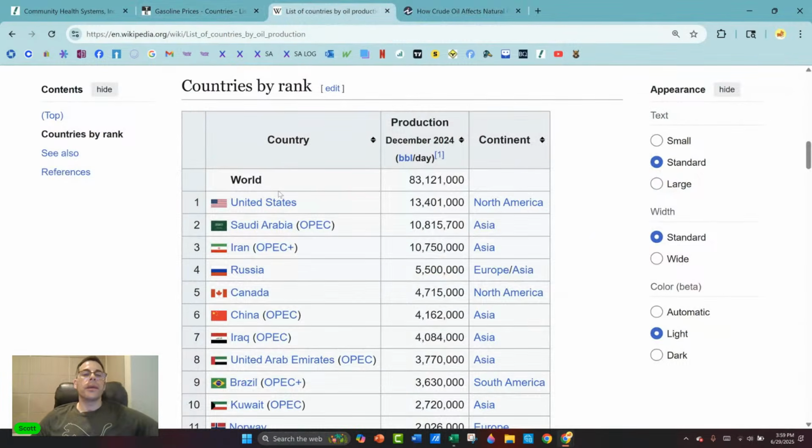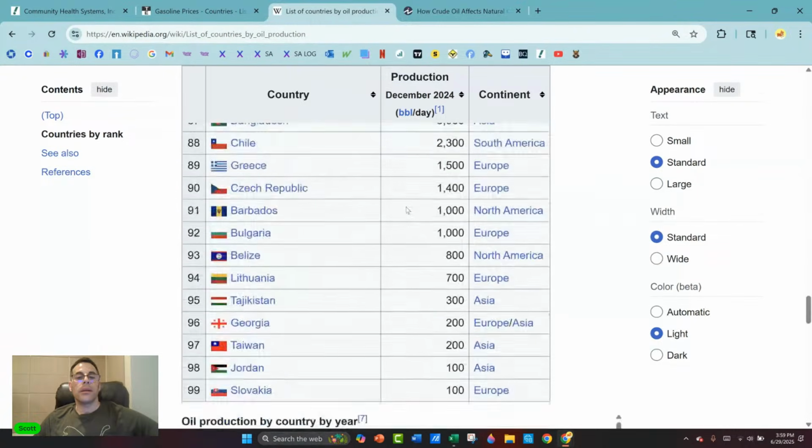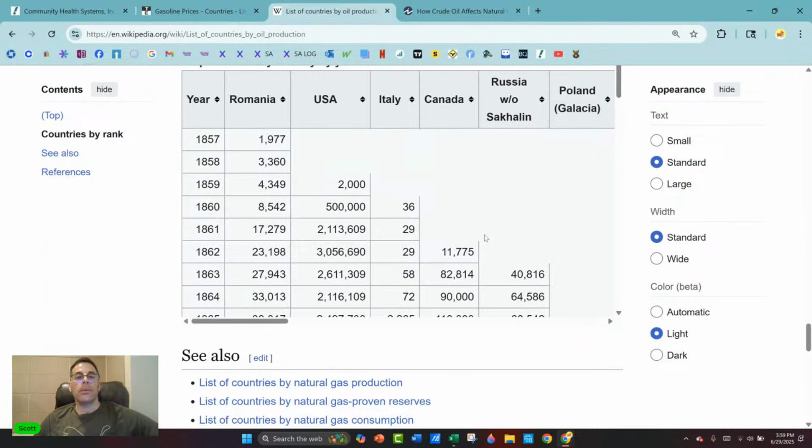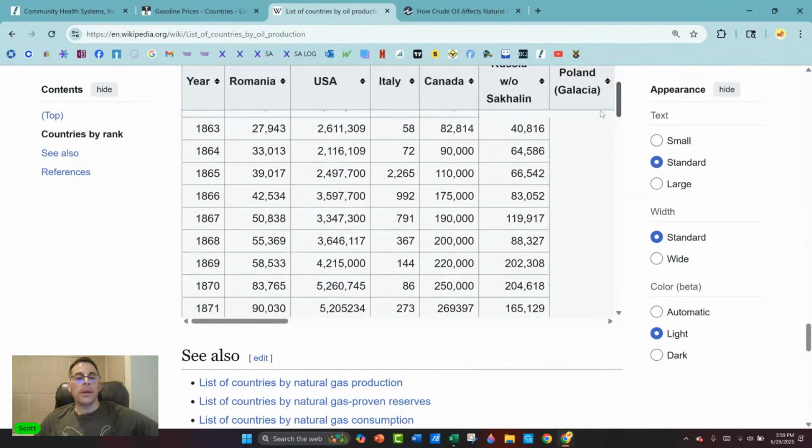Okay, let's go back. So the U.S. is 13 billion barrels per day, I think. So we're number one. Saudi Arabia, which was always number one, now is number two. Then Iran. Russia's always been up there. Canada produces a lot of oil. So we can produce enough oil to run our country.